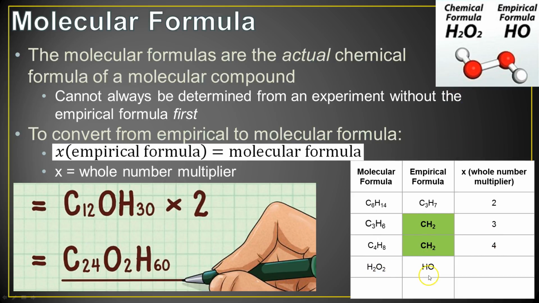H2O2, as I mentioned, the empirical formula is HO, and the whole number multiplier is 2. C6H12O6, glucose, the empirical formula for that one is CH2O, the general form of a carbohydrate, and the whole number multiplier is going to be 6. So that's the basic idea for empirical and molecular formulas.